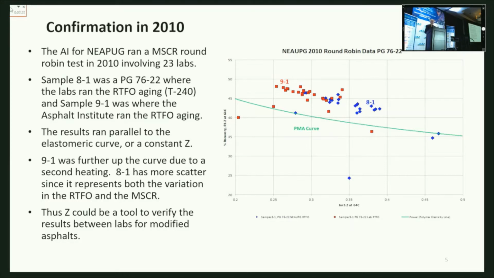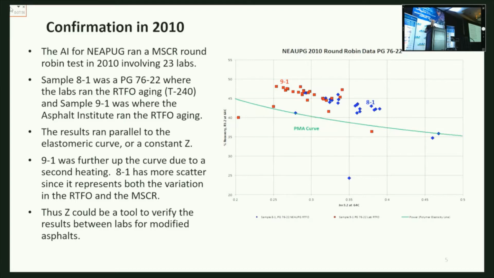And the 76-22, they treated it two ways. One, they gave you a tin of the original binder. You had to run it through your RTFO oven because the MSCR test requires an RTFO aging. And then you ran the MSCR test. The other sample they gave was they had pre-run a large amount through the RTFO oven and gave each lab a pre-aged sample with specific instructions on how to heat it.